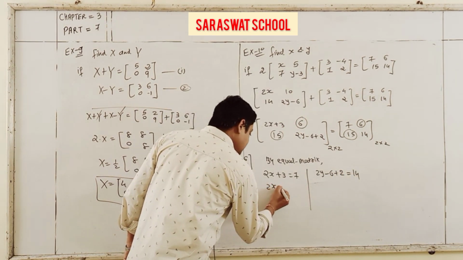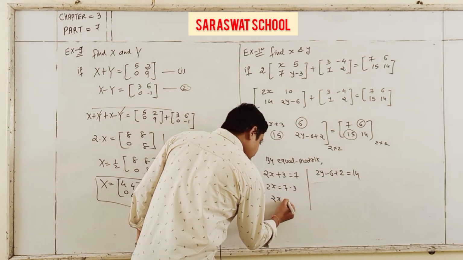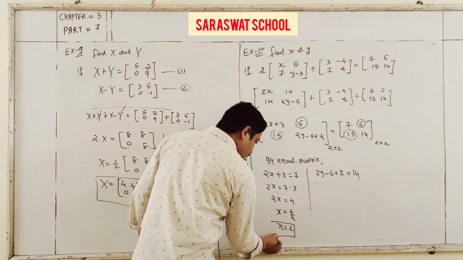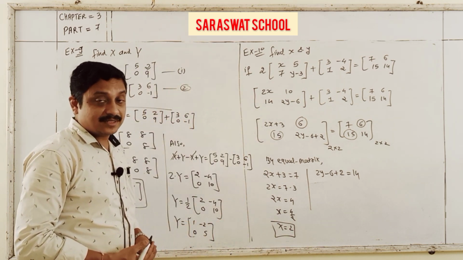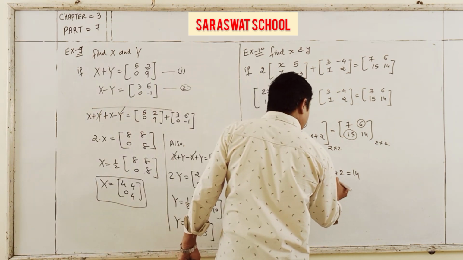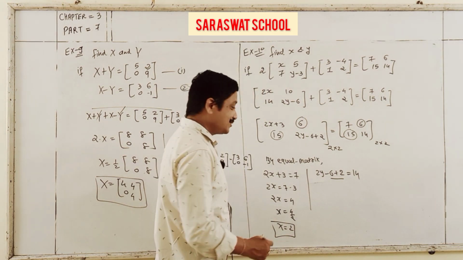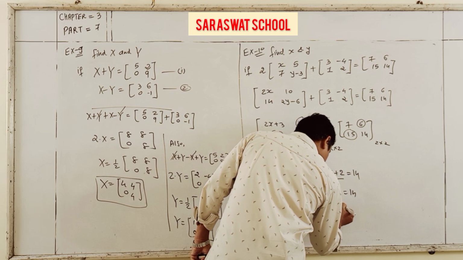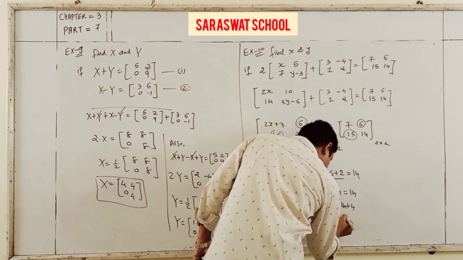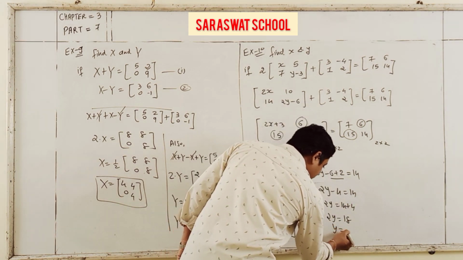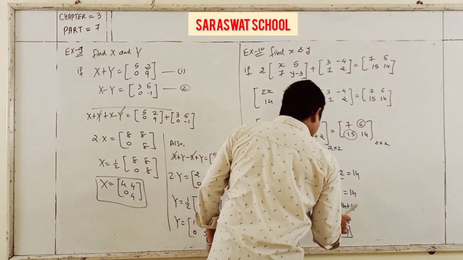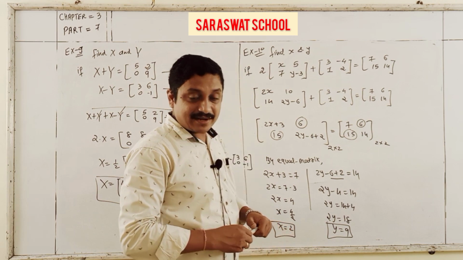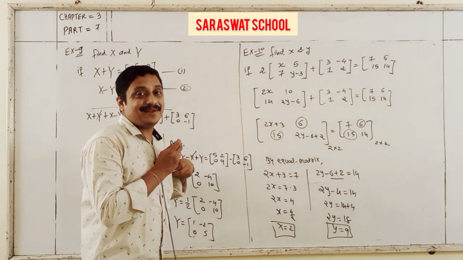So my answer is 7 minus 3, which is 4. X becomes only 2, 4 by 2. Same as here also. Minus 6 plus 2 is minus 4. So 2Y minus 4 is 14, which is 14 plus 4, exactly 18, students. And Y becomes 9. Yes students, here your X is equal to 2 and Y is equal to 9. Yes, example 10 done easily and happily.